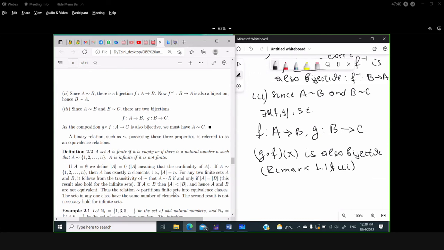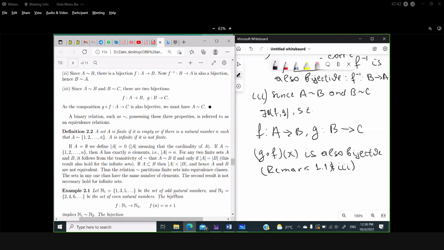Now, possessing these three properties is referred to as an equivalence relation. Next, a set A is finite if it is the empty set, or if there is a natural number n such that A is equivalent to this set.